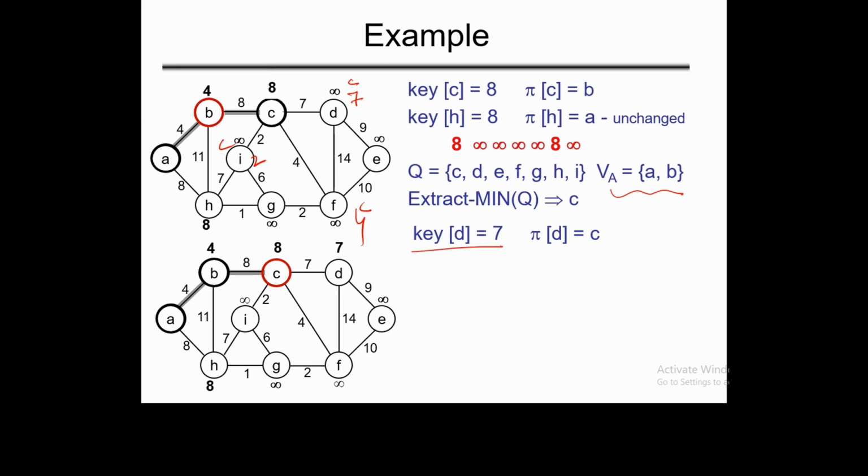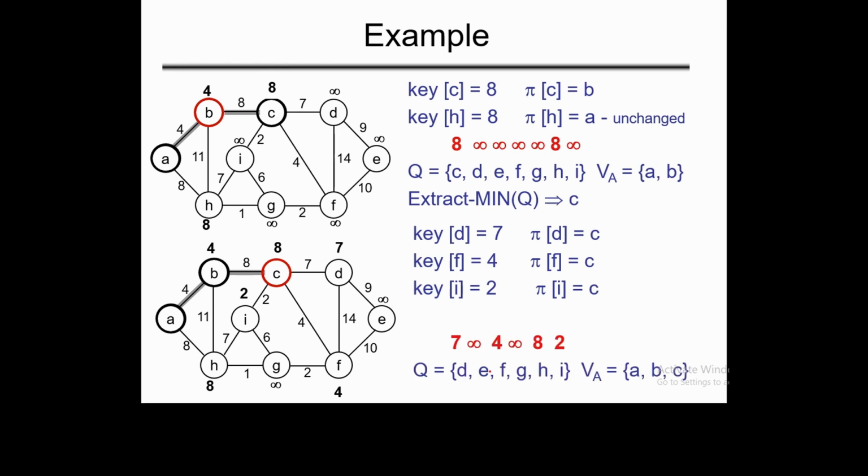Here we have done it. The key of D is 7 and pi of D is C. Now the key of F is 4 and pi of F is C, and the key of I is 2 and the parent of I is C. So we have modified these. So this will be the status of the Q.